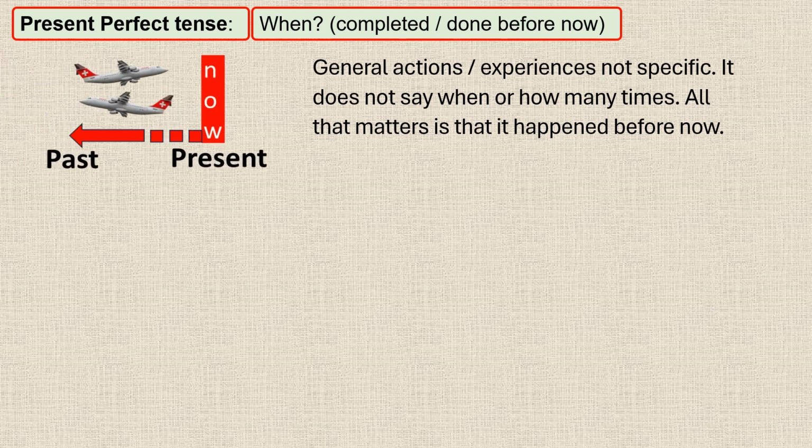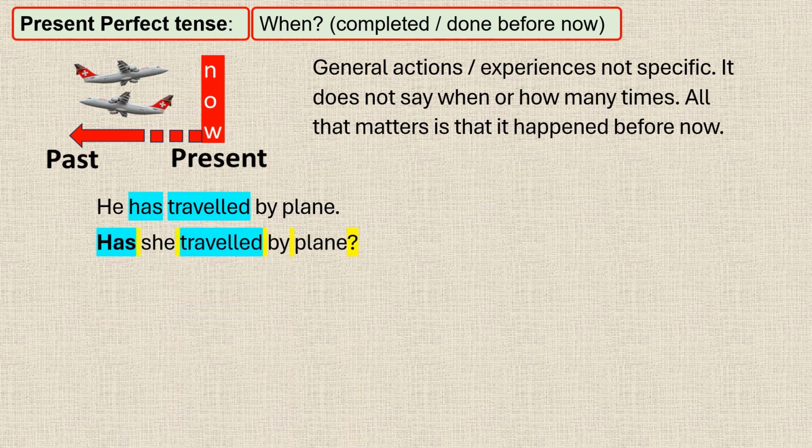There's our graphic. We have the present. To the left, we have the past. We have two airplanes there. And here are our sentences. He has traveled by plane. Has she traveled by plane? Question. Negative. No, she has not traveled by plane.